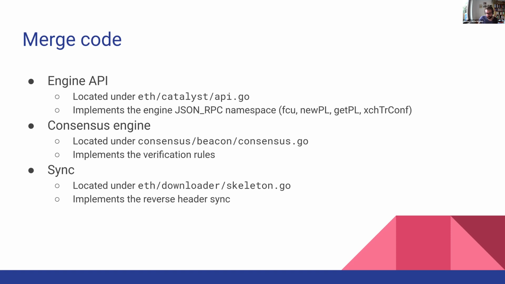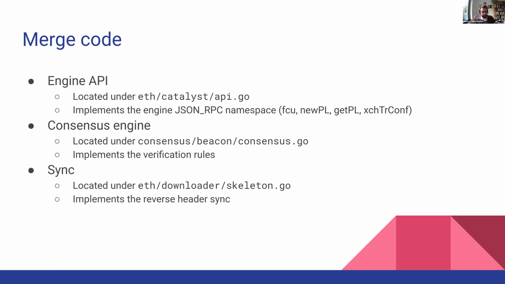So before the merge, when we try to sync, we go from the Genesis block and then we import the next block and the next block and the next block, and we go forwards until we reach the current head. And if we see some block that has a higher difficulty than what we currently have in our database, then we reorg to this block. But because we don't have the difficulty anymore after the merge, we have to have the reverse header sync.